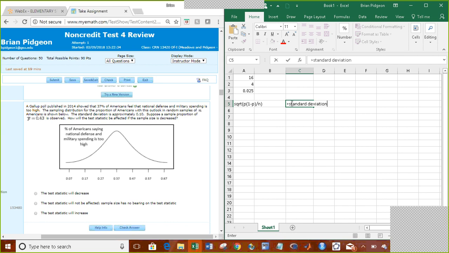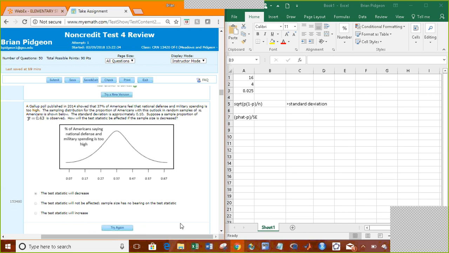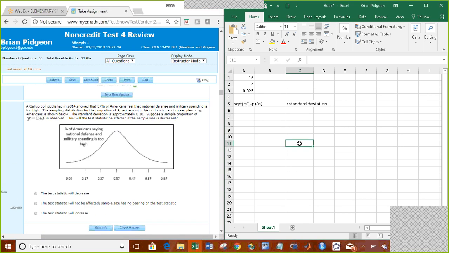And that should make sense because if we increase the sample size, the variability decreases. So decreasing the sample size will increase the variability. But with our test statistic, it's p hat minus p over the standard error. So if our denominator is getting larger because of the reduction in sample size, that means the test statistic is getting smaller. A lot to think about.